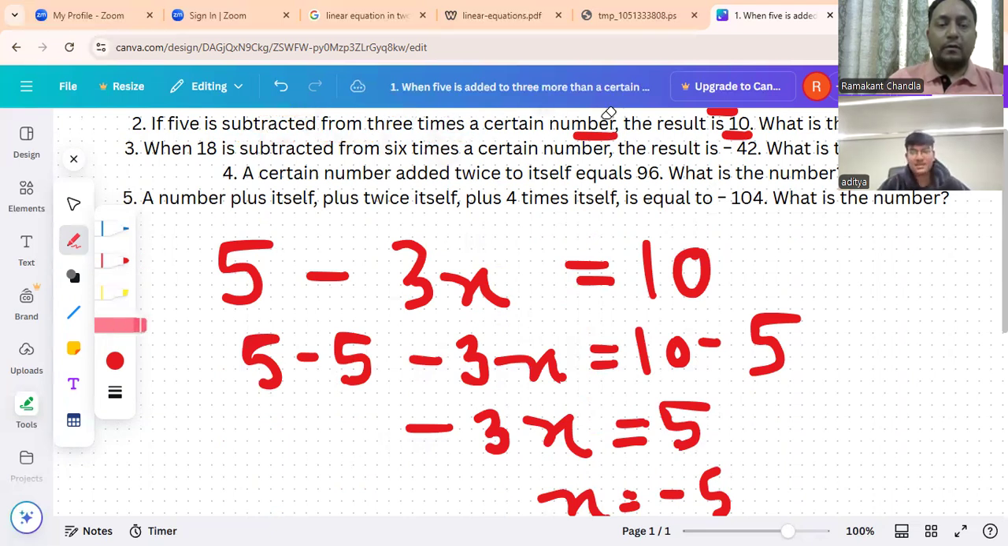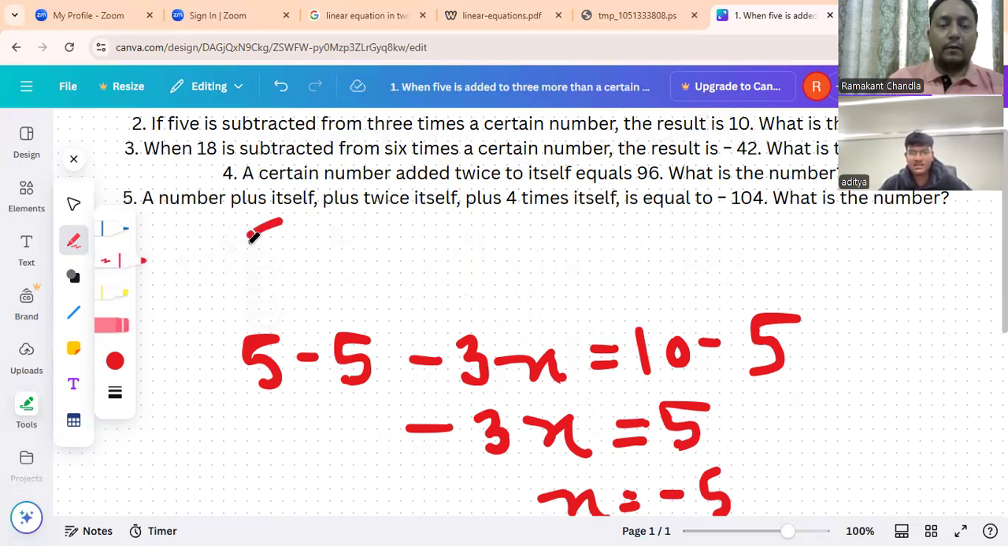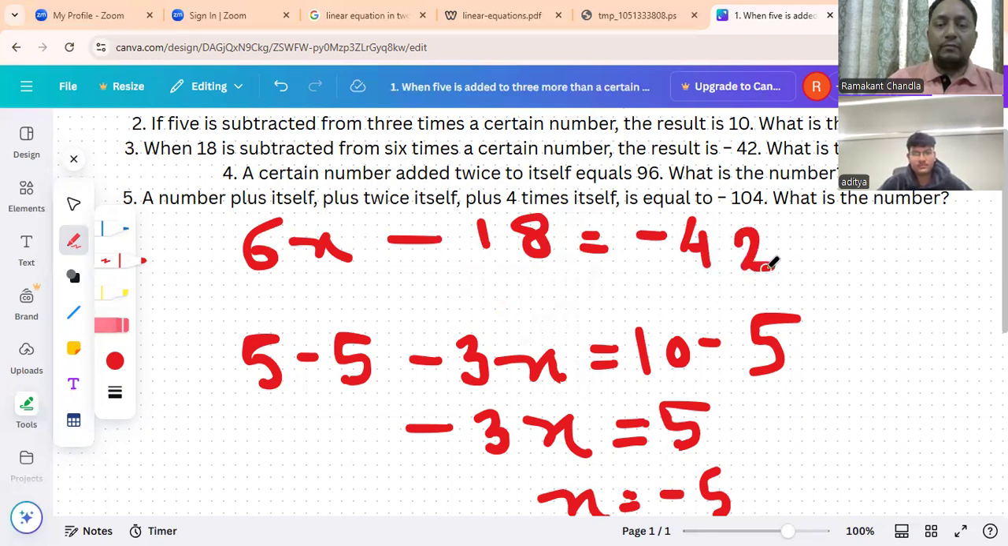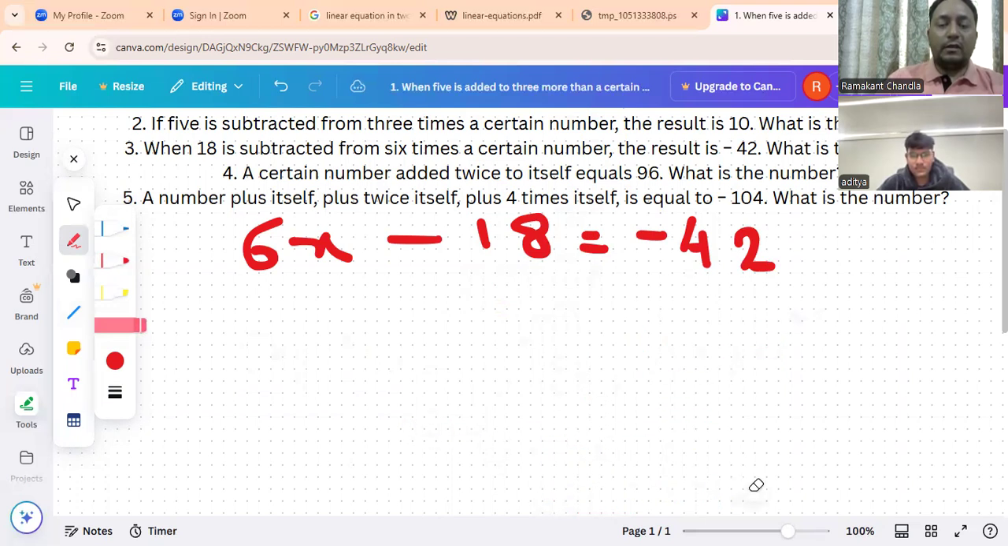It'll be 6x minus 18 equals negative 42. When 18 is subtracted from 6 times a certain number, the result is going to be minus 42. You have made the right equation. Now let's solve it.